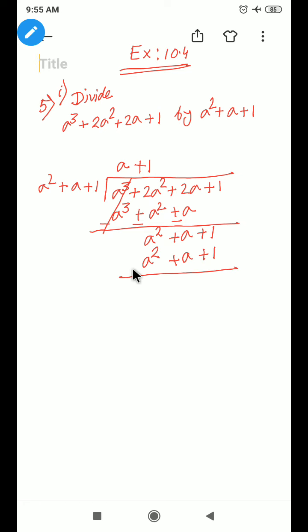Now change the sign. This is minus, minus, and minus. And these terms will be cancelled out. So our quotient is a plus 1 and the remainder is 0.